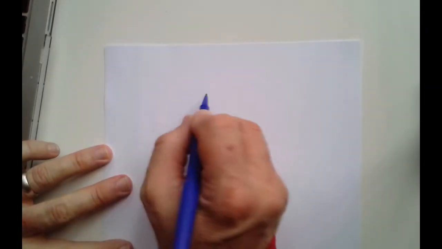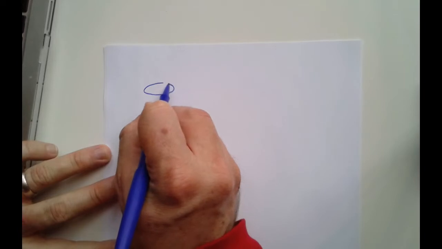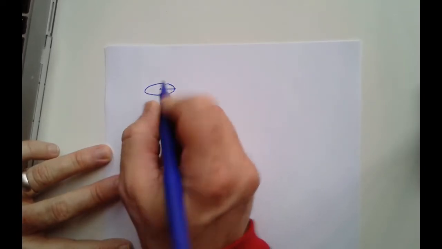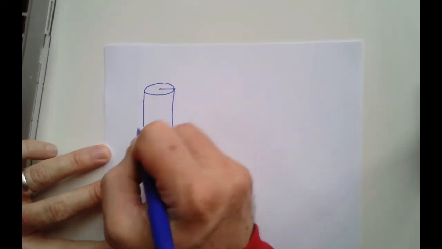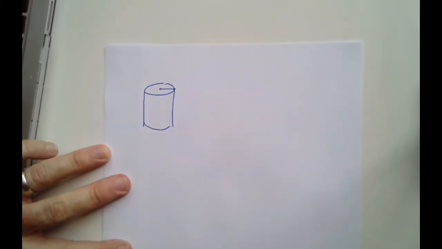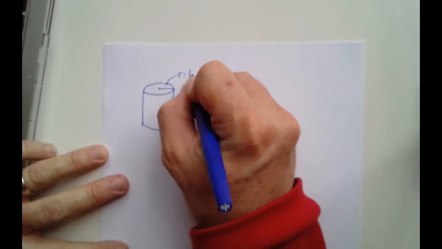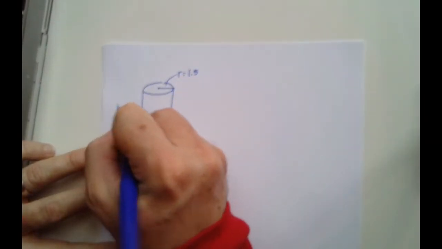So let's say our Chef Boyardee can has a radius of 1.5 inches and a height of 4 inches. What is the lateral area? So here we have r equals 1.5. Here we have height equals 4.